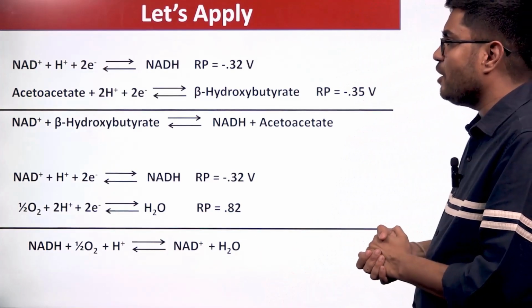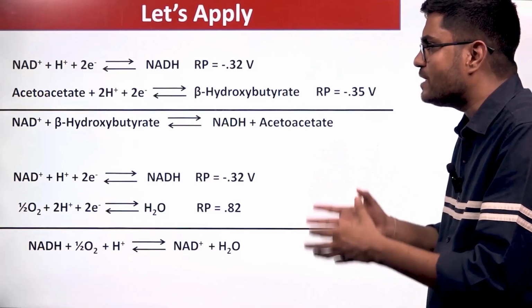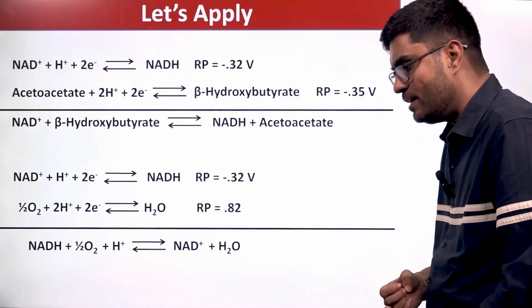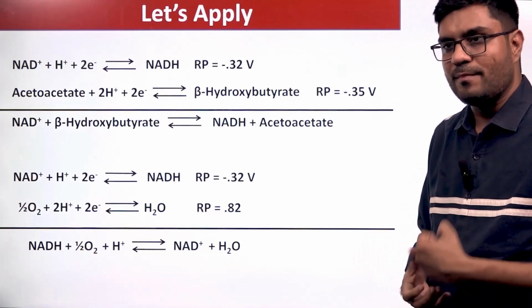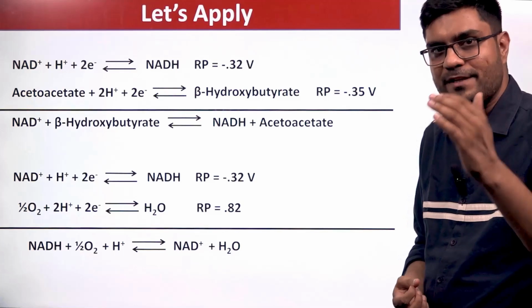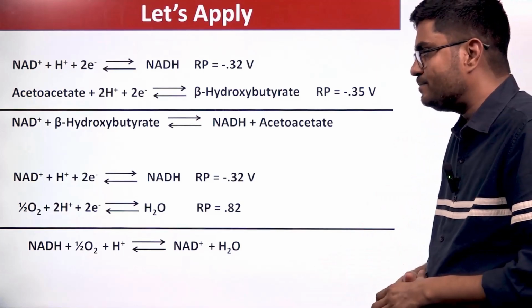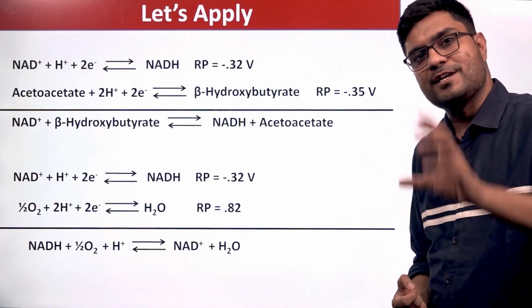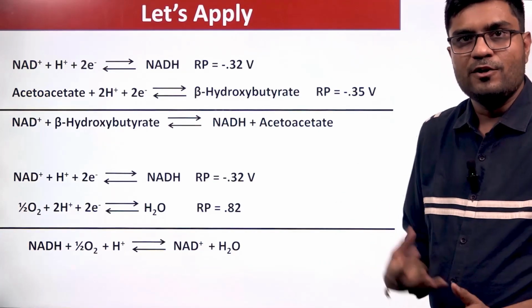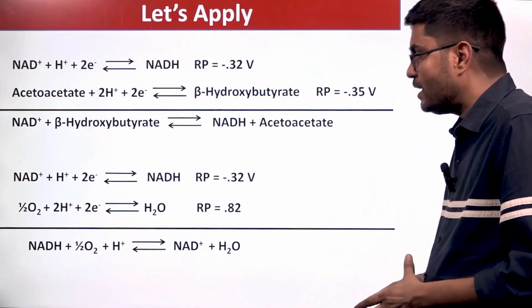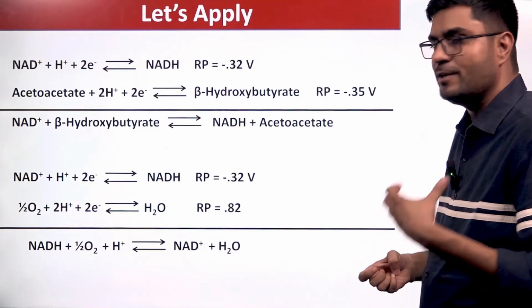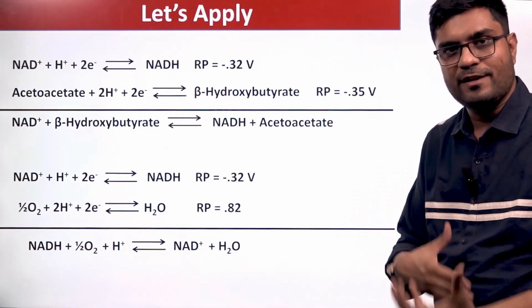Now we already know how to decide the direction of electron transfer just by keeping two things in mind: first, reduction potential is nothing but the tendency of accepting electrons, and second, electrons will always be transferred from low reduction potential to high reduction potential. Now we will do some calculations where we can convert the reduction potential into energy equivalents also.